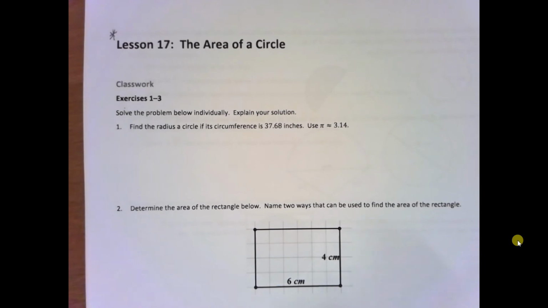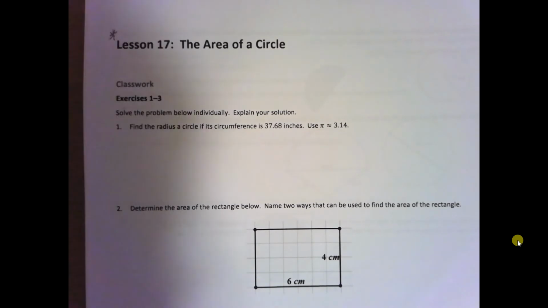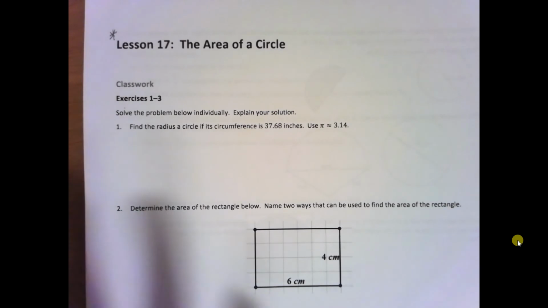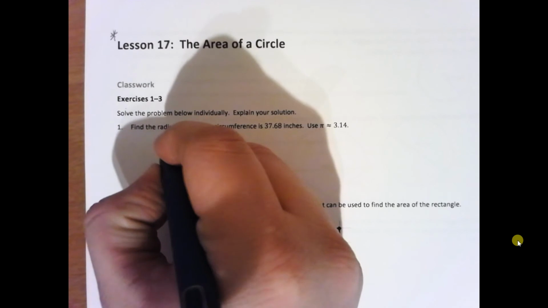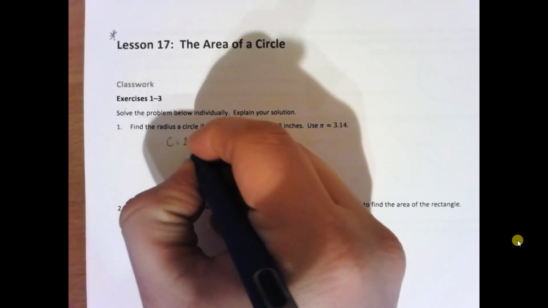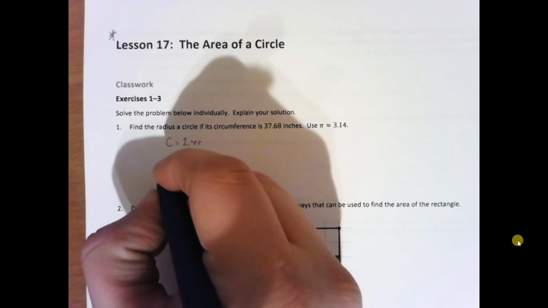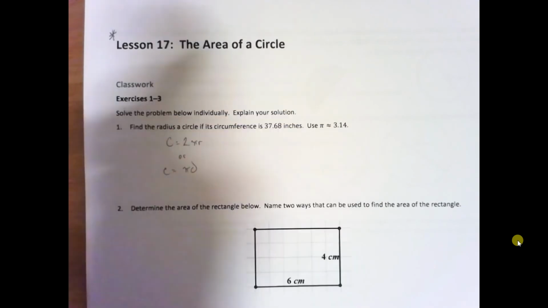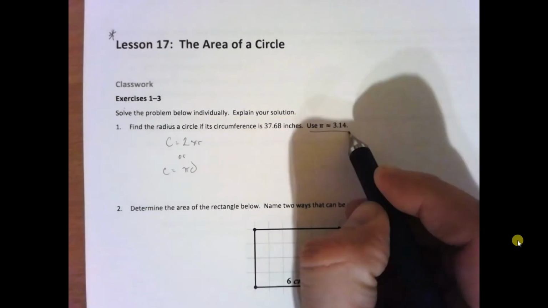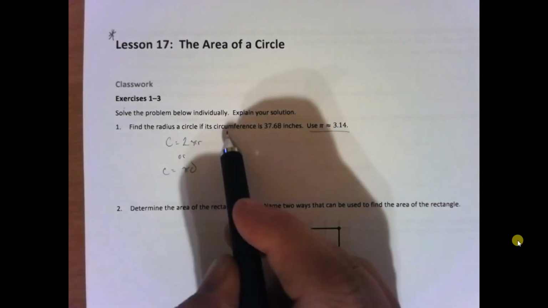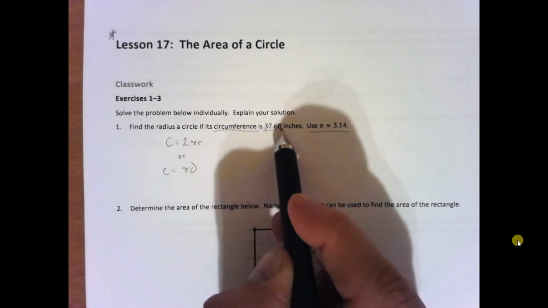All right. So problem number 1 says solve the problem below individually. Explain your solution. It says find the radius of a circle if its circumference is 37.68 inches. Use pi approximately 3.14. Okay, so if you remember, we have the formula for circumference is 2 pi r, or the circumference is pi times diameter. Now, they've already told us that we're going to be using pi, which is 3.14, and that the circumference is 37.68 inches.